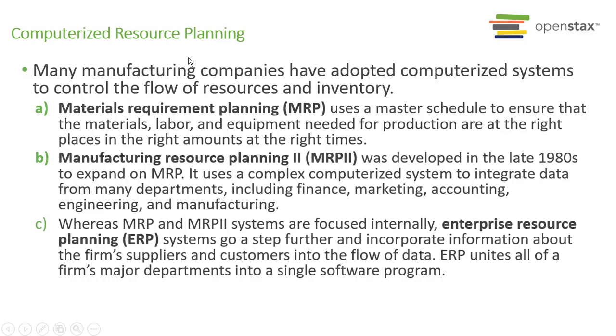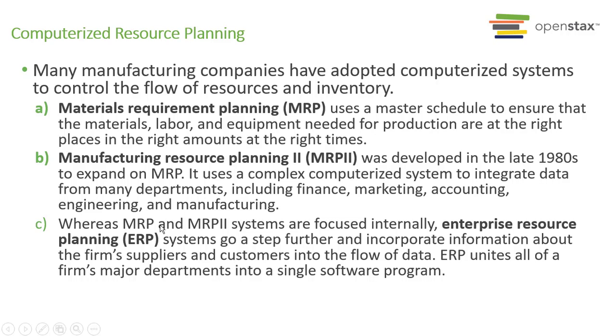So let's go with computerized resource planning. Speaking of, many manufacturing companies have adopted computerized systems. I'm not going to get into too much detail of that, but especially for those of you who are in industry or learning or moving toward getting the degree, you'll learn a lot more about that down the line. But you have your MRP, which uses a master schedule to ensure that the material, labor, and equipment needed are in the right place, right amount, right time. And then you're getting into MRP2, which came out in the 80s and expanded on the MRP to integrate data from many departments, finance, etc., so that you can truly optimize your resource planning and manufacturing.